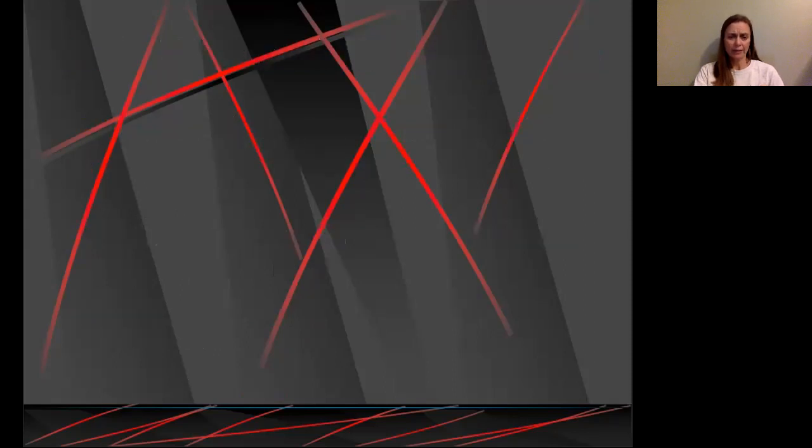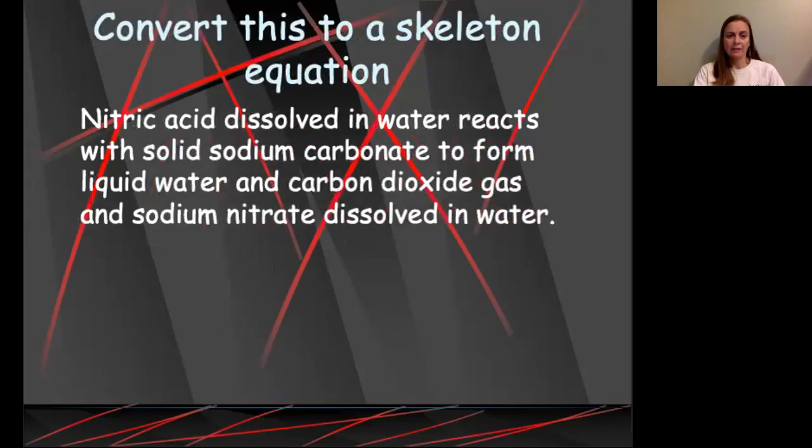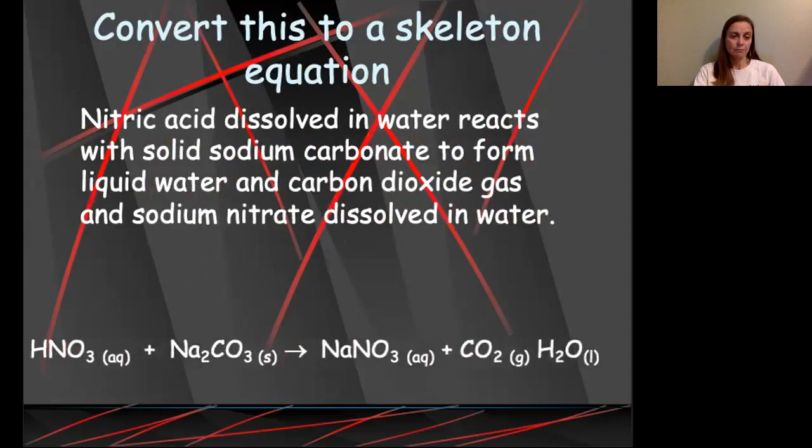So let's take a look at an example. We have nitric acid dissolved in water reacting with solid sodium carbonate to form liquid water and carbon dioxide gas and sodium nitrate dissolved in water. So we have our equation. We know that nitric acid is HNO3. It says dissolved in water, so we're going to use the little subscript aq in parentheses. It reacts with solid sodium carbonate, so we're going to write sodium carbonate.